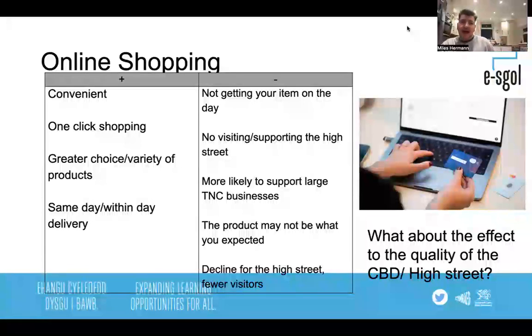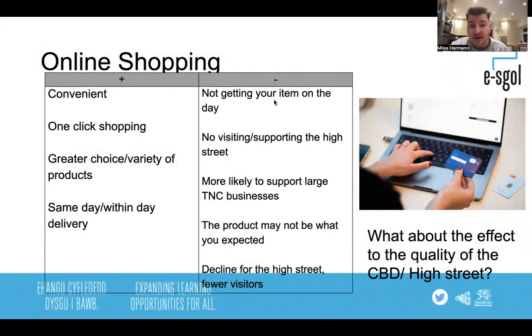Now we're going to also look at online shopping, because online shopping has also impacted the tertiary sector and city centres, cities and towns. So let's look at the advantages and disadvantages. Online shopping is convenient. You can do one-click shopping like you can on Amazon. There's a greater choice and variety of products online. You can have same day delivery, like I can here living in the city.